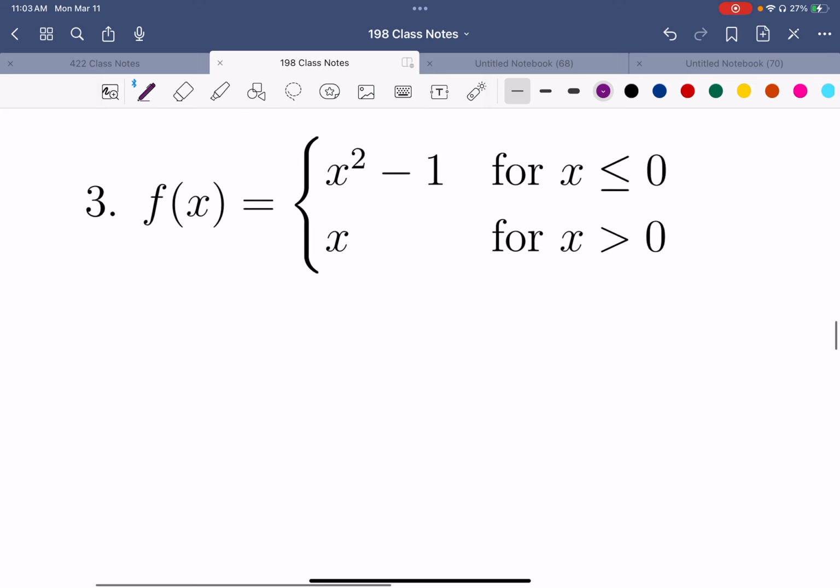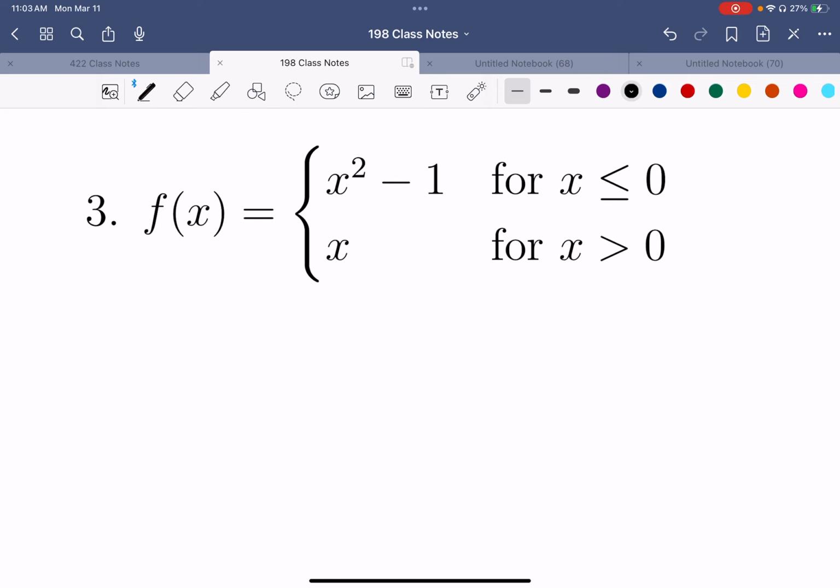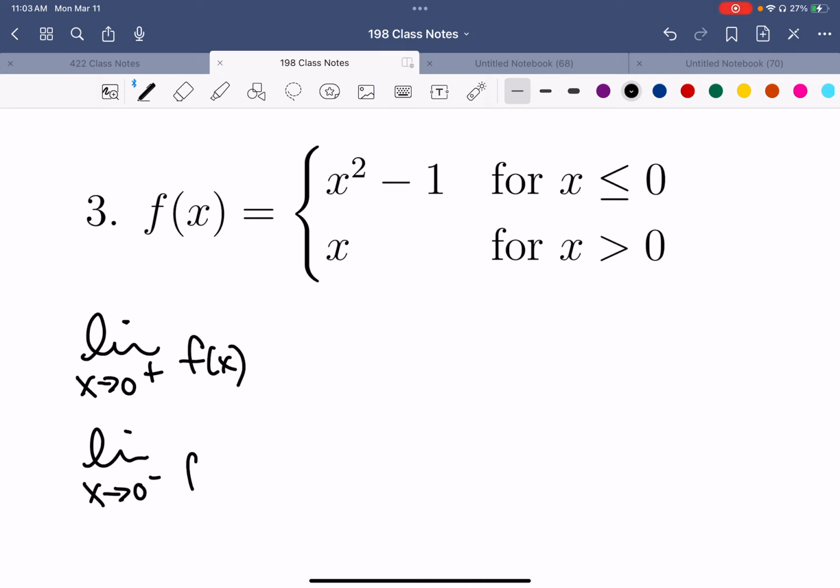Number 3 gets us into our piecewise functions. Okay, so remember we're checking three things with piecewise functions. First of all, when I look at the two pieces, those are polynomials. Those are continuous everywhere, so no issues there. Then we look at our breaking point, x equals 0. So I'm going to start by looking at the limit as x goes to 0 from the right and the limit as x goes to 0 from the left. Now I'm doing that here because this splits at 0. So I have a different function on both sides. So I have to look at the one-sided limits.